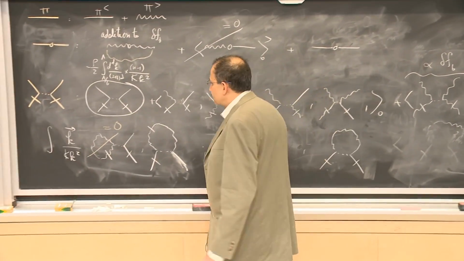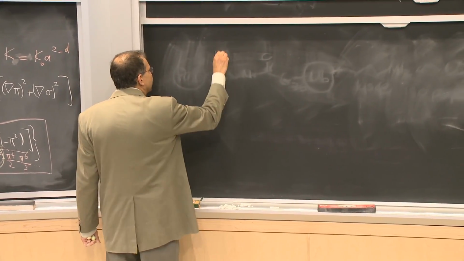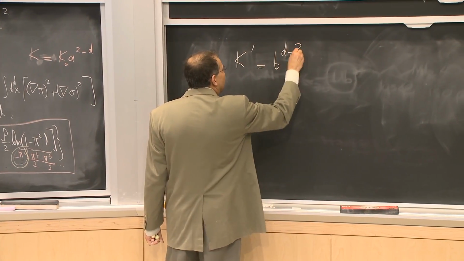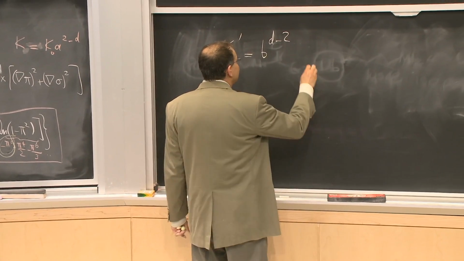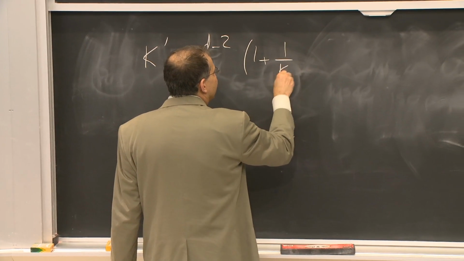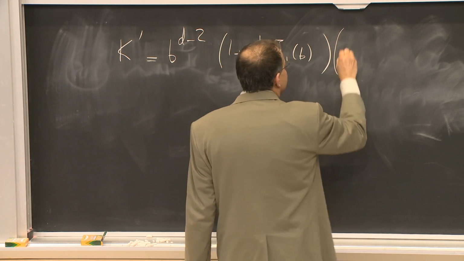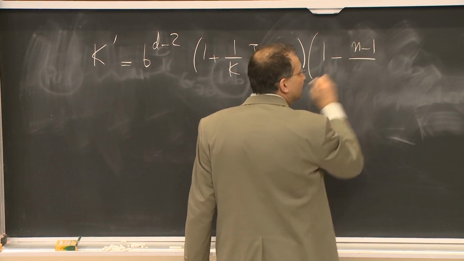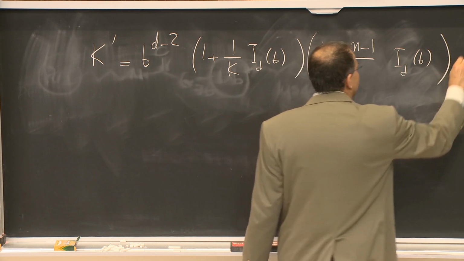Okay, so let me write the answer, say a couple of words about it, and then we'll deal with it next time. So k prime is going to be b to the d minus 2, the new interaction parameter. It is 1 factor of 1 plus 1 over k id of b. And then there is 1 factor of the square of zeta, so that gives you n minus 1 over k id of b times k.